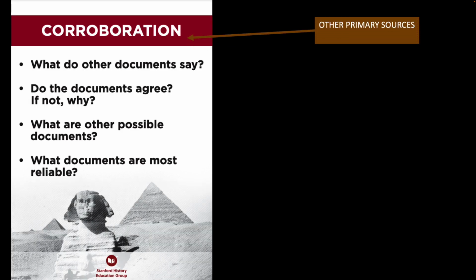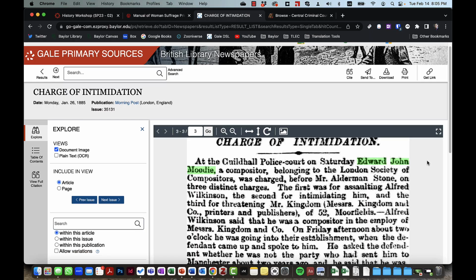The work of corroboration is all about other documents. So in order to do the work of primary source analysis, you have to always find other documents in addition to the one that you are focusing on. Okay, so how do we do the work of corroboration? Well, let's take an example. Let me try to show you.